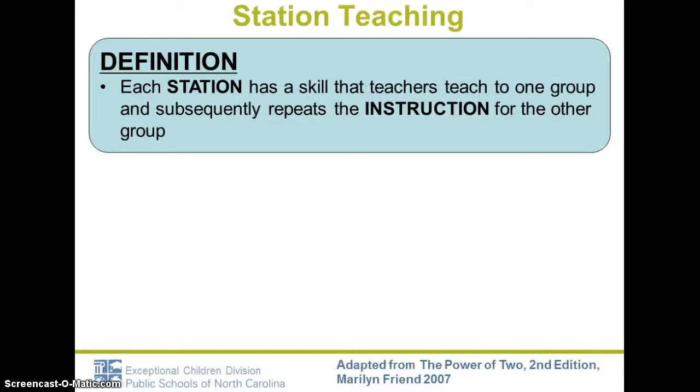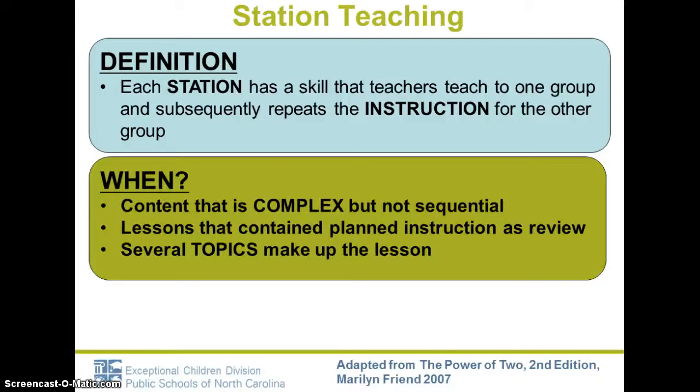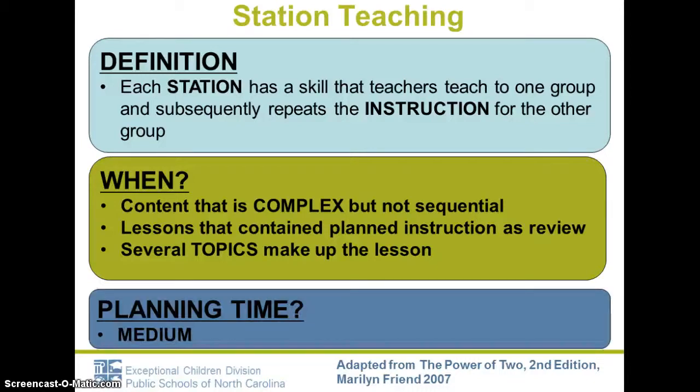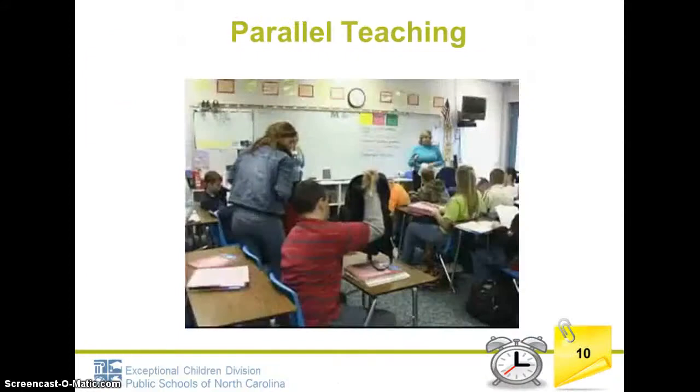So the video you just watched was on station teaching, which is when each station has a skill that teachers teach to one group and then repeat the instruction for the other group, and the groups rotate through the teachers. You'll notice in the video we just watched, they also had a station for independent work. You want to use this for content that is complex but not necessarily sequential. Lessons that contain planned instruction as a review are also good, and several topics that make up a lesson. When you have that situation, it's a good time to use station teaching. Planning time for station teaching is medium. The next model we'll discuss is parallel teaching.